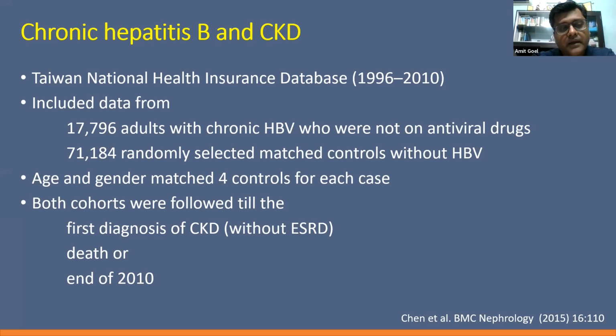reduction in GFR. It was matched in a 1:4 ratio with 71,000 randomly selected controls, which were age and gender matched. Both cohorts were followed until the first diagnosis of chronic kidney disease using standard criteria. And please mind, this was without ESRD, meaning chronic kidney disease up to stage 1 with proteinuria, stage 1, stage 2, 3, 4, but not ESRD.